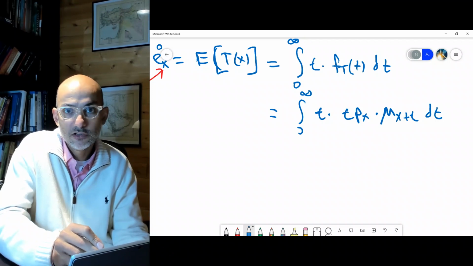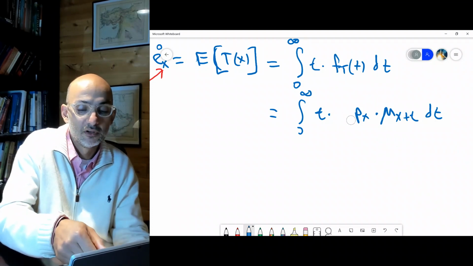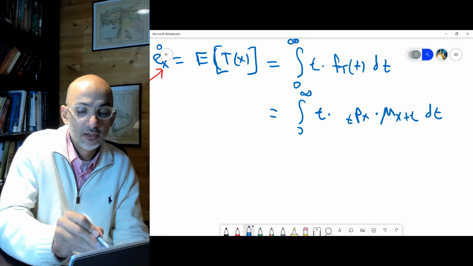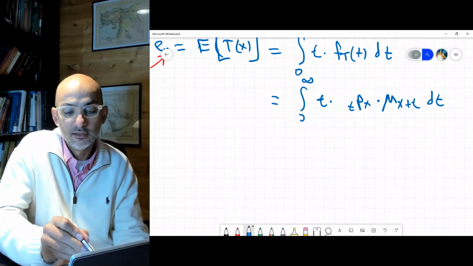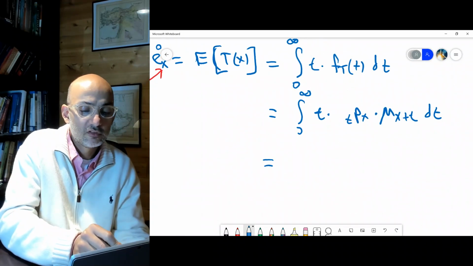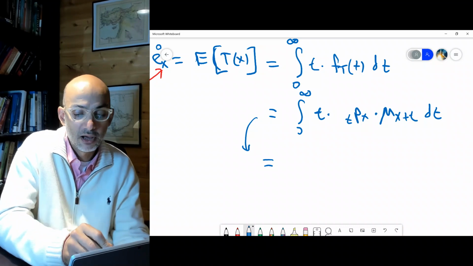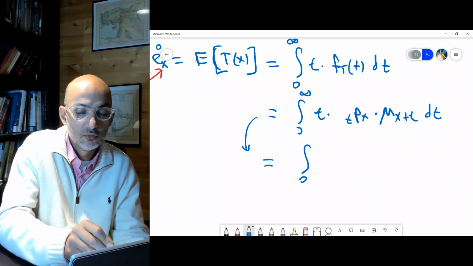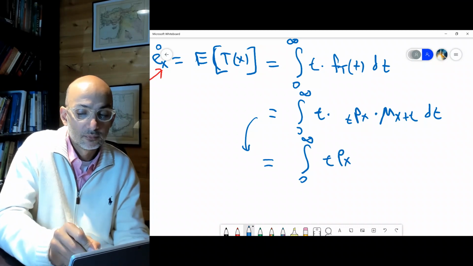It's to multiply your t with the density function. The density function for the remaining lifetime is t p x multiplied by mu, where mu is the force of mortality, mu x plus t, so the age plus t, dt. But we also said that you can move from here to here using integration by parts. You can show this to be also equal to only the integral of t p x dt.